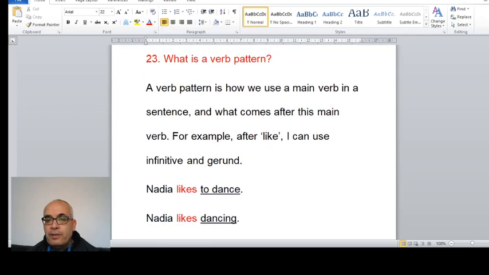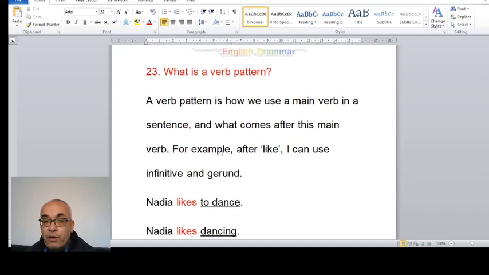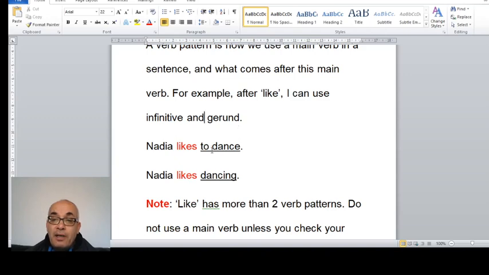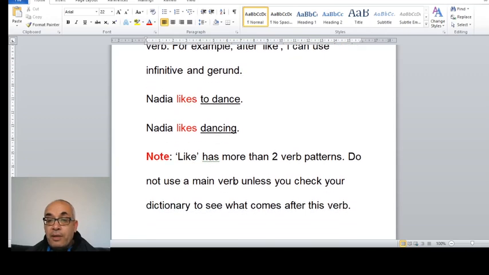Number 23. What is a verb pattern? This question is similar to sentence structure or word order if you want. A verb pattern is how we use a main verb in a sentence and what comes after this main verb. It's like the structure of the sentence, especially what comes after the verb. For example, after like, I can use infinitive and gerund. So if I say, Nadia likes to dance, after like, I use infinitive with to and verb. And here, likes dancing. Dancing is a gerund. So the first sentence is okay, and the second sentence is okay.